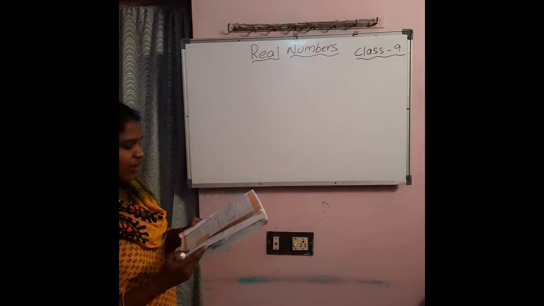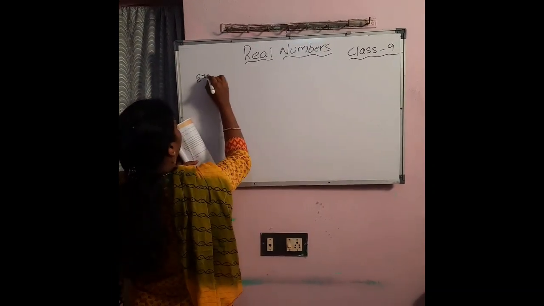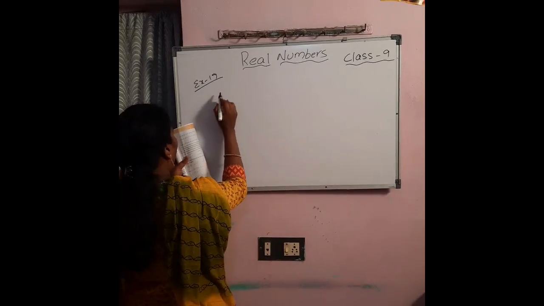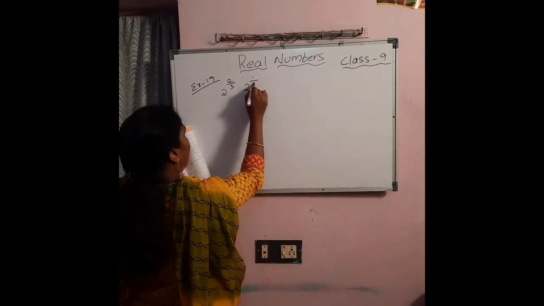Example 19, we have to simplify the value of 2 power 2 by 3 into 2 power 1 by 3.